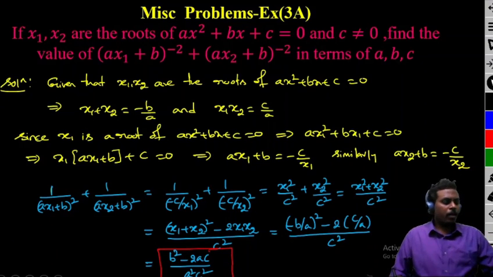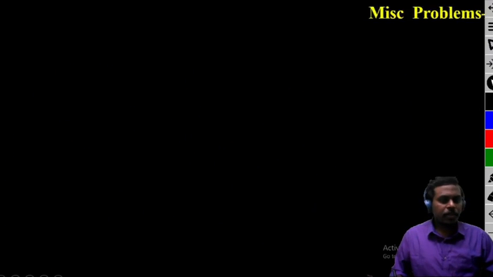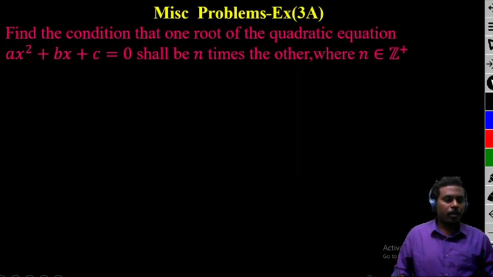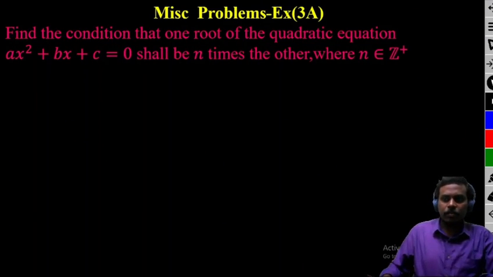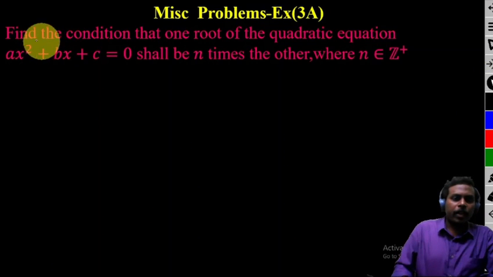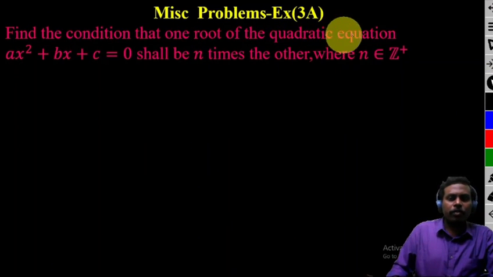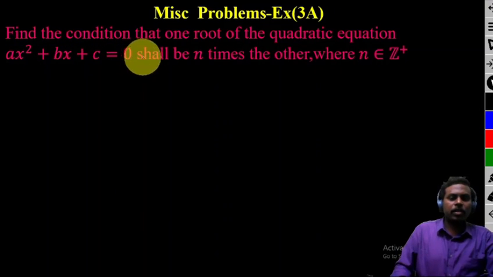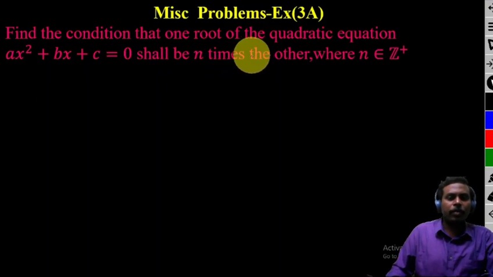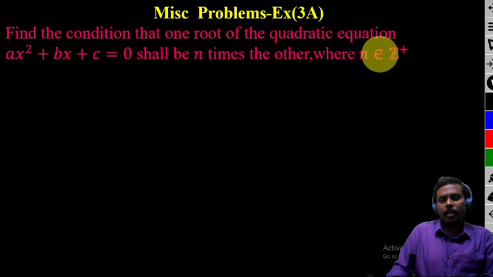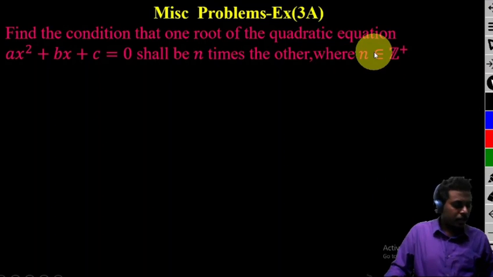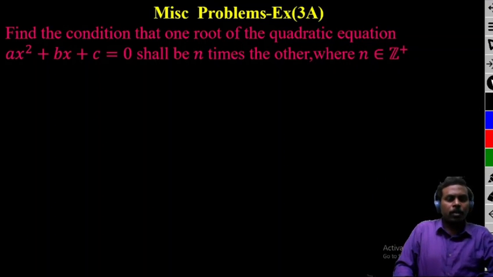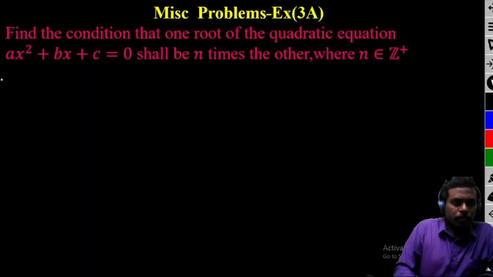Right. Let us solve the next question. Here is the question. Find the condition that one root of the quadratic equation ax square plus bx plus c is equal to 0 shall be n times that of the other, where n belongs to Z plus. Let us solve this problem actually. Solution.